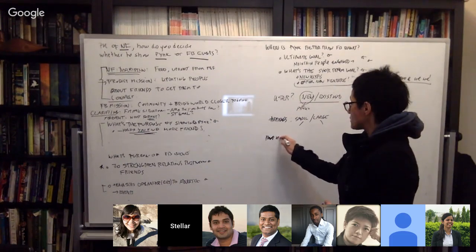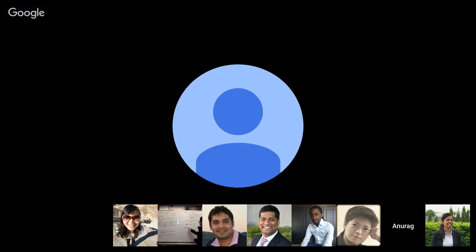Does that make a difference? I mean, power user, I would show events. If the short-term goal would be to increase the usage of the events feature, then I would show the events feature to power users because I know they'll be more inclined to use that.